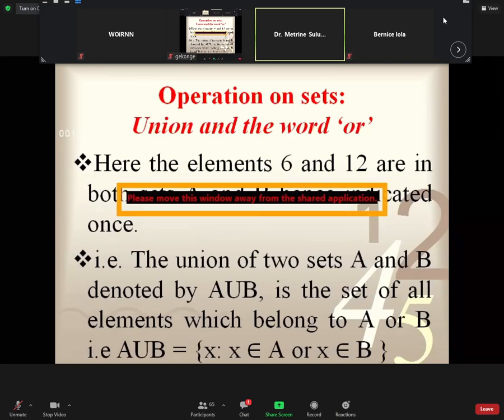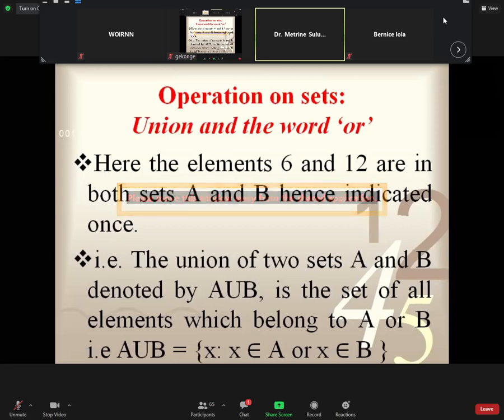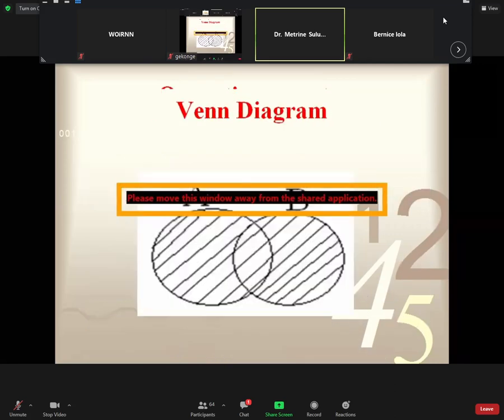Now the union of two sets A and B is denoted by A union B, as you can see on the board. That is the symbolic way of writing A union B. It is the set of all elements which belong to A or B. Symbolically, A union B is equal to, open the brackets, for all X such that X is a member of A or X is a member of B. That's how we write union.